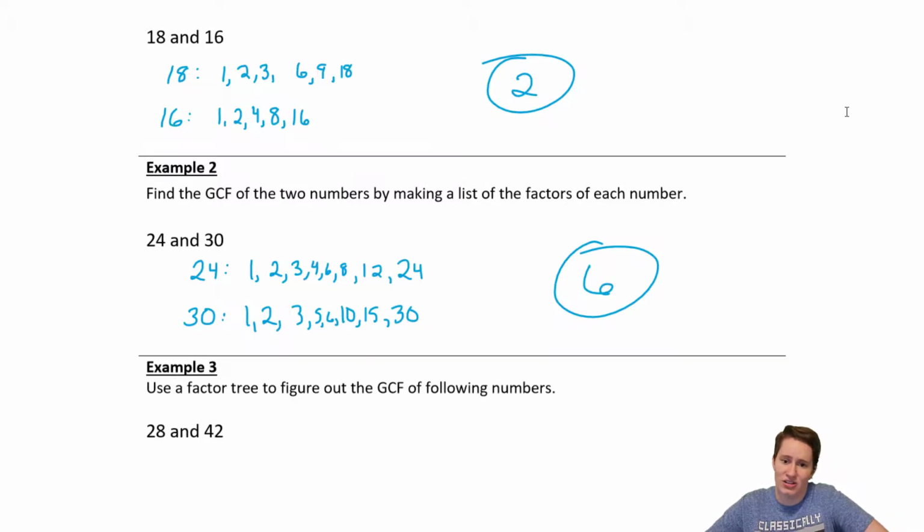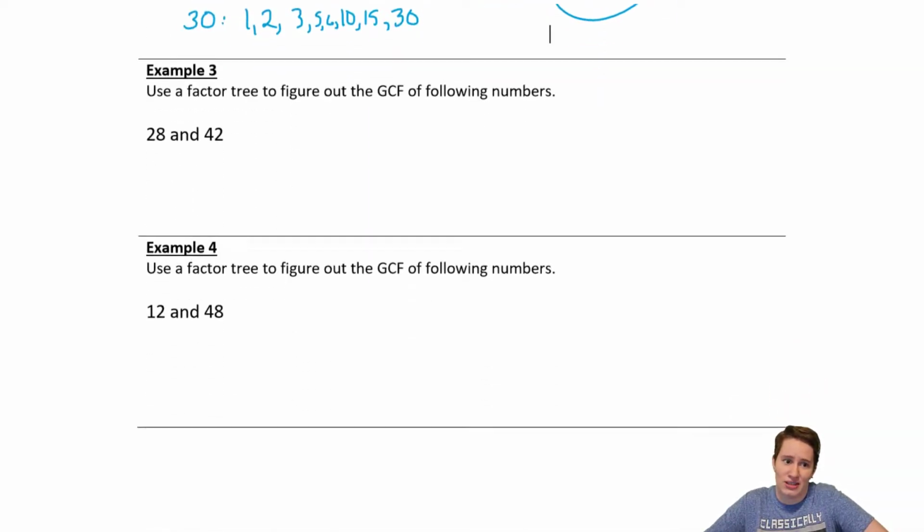Anywho, let's look at how to do this with a factor tree. We talked about factor trees last lesson. Factor trees are where you just start by splitting up the number into two things that multiply together. It doesn't matter which two you use. You just can't use 1 and that number because it doesn't help us actually build our tree. So I picked 4 and 7, and then I can do 2 and 2. 42 we're going to split up as well.